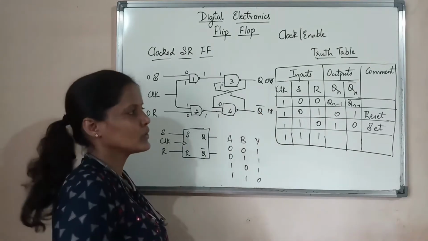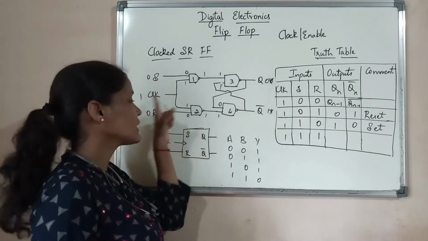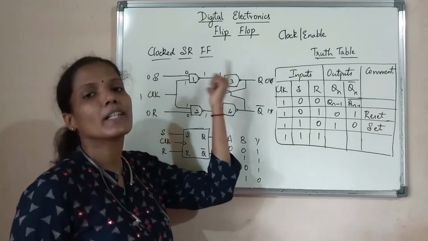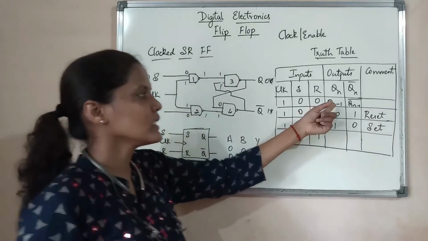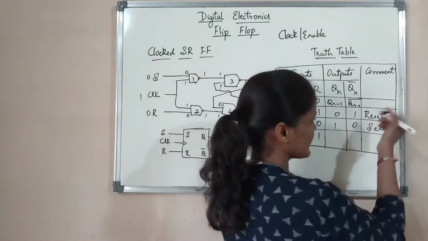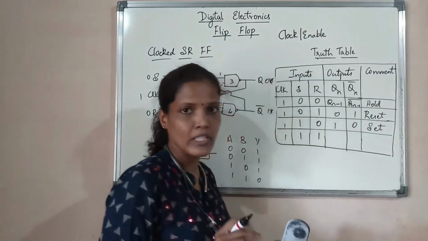So whenever the input conditions are equal to 0 and clock is equal to 1, the output of the flip-flop, that is the clocked SR flip-flop, will remain in the previous condition. So adana Qn-1 and Qn-1 bar anta place bardidini, which is called as a hold condition. I hope you are clear about this.